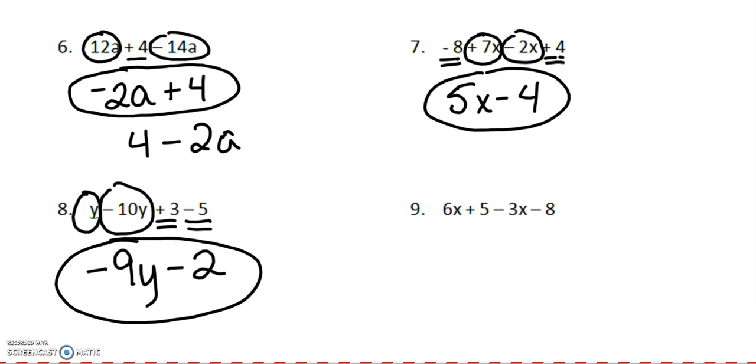Okay, 9. So we have 6x and negative 3x. Different signs, subtract. The higher number is positive 6, so we're going to keep it positive. Positive 5, negative 8. Different signs, subtract. The higher number is the 8, so it's negative 3. So 8 minus 5 is 3. It becomes a negative 3.